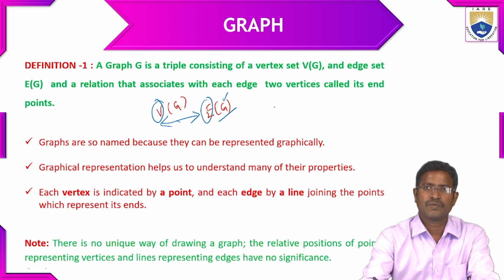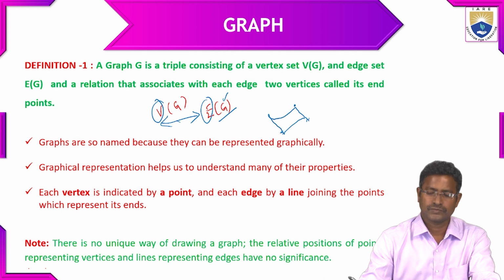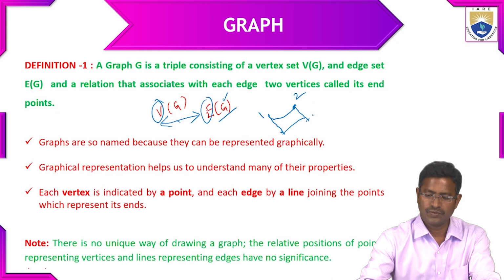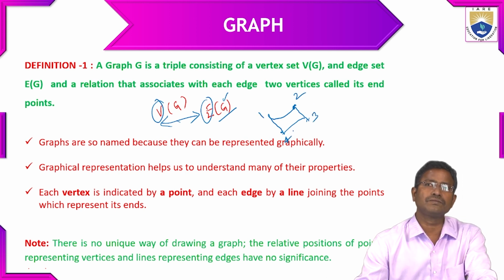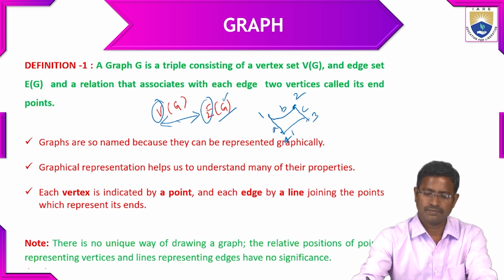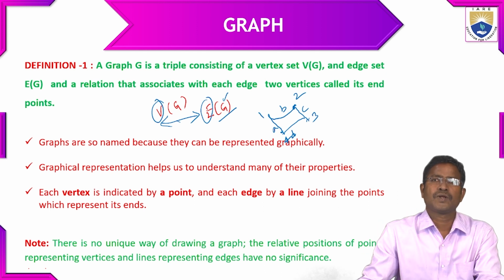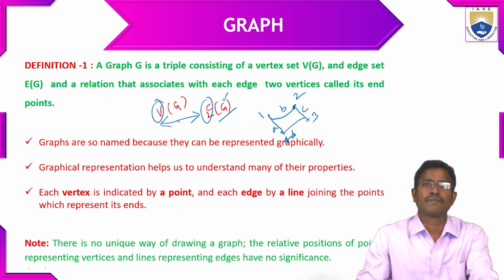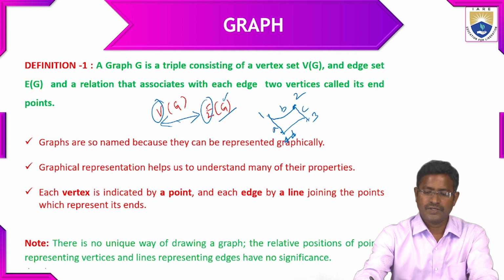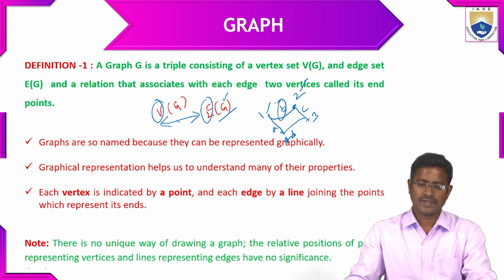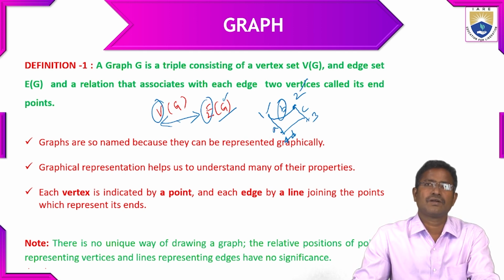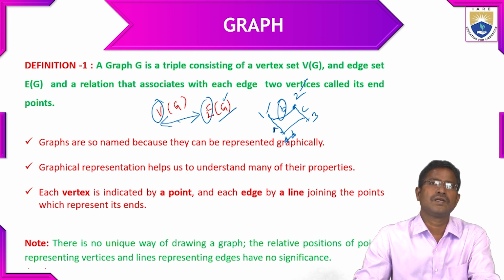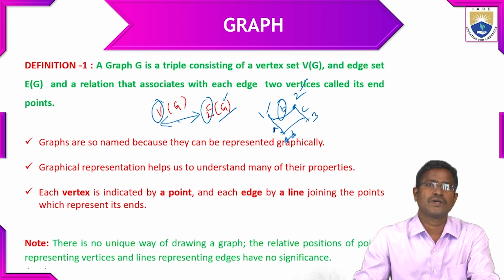Suppose we take a simple graph having 1, 2, 3, 4, that means 4 edges are there. These are called A, B, C, D. Each is a connection between node 1 and node 2, and this is called an edge. So that is the association between node 1 and node 2. You can see the definition: a graph is a triple consisting of a vertex set, an edge set, and the relation that associates them. So what is the relation between node 1 and node 2?